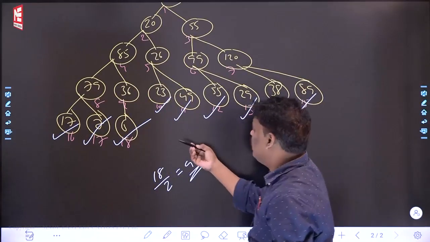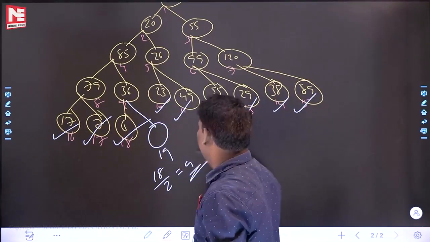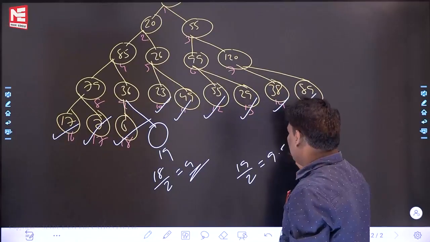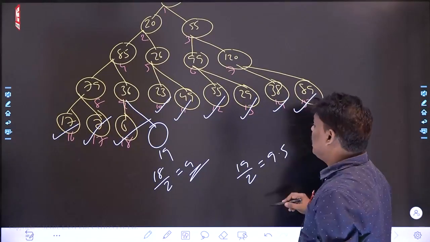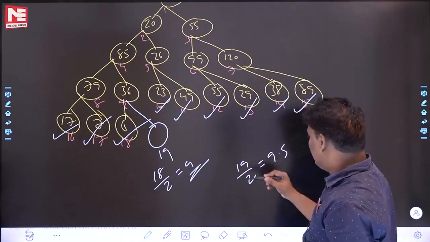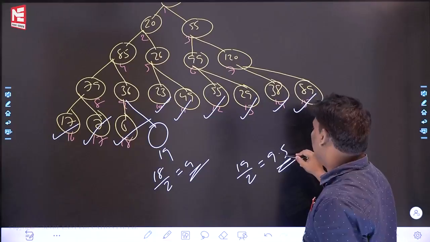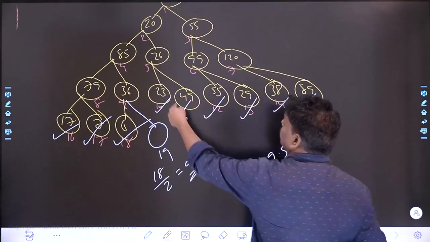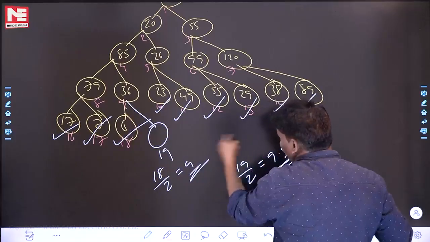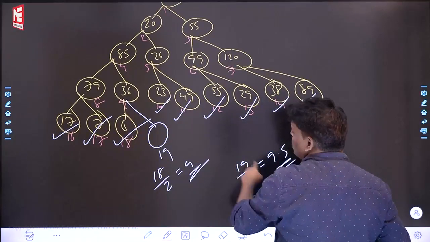Suppose assume that one more element is there, 19. Can you help me now? 19 by 2, how much? 9 point something, assume 9.5. Until which place is non-leaf? If you take the ceiling value, it will become 10, which means you are entering into leaf. The ceiling value is going to be leaf, right? The floor value is going to be non-leaf.